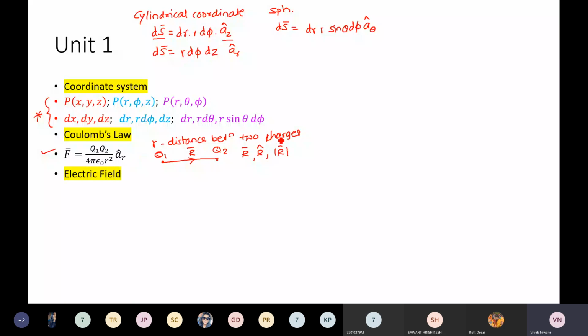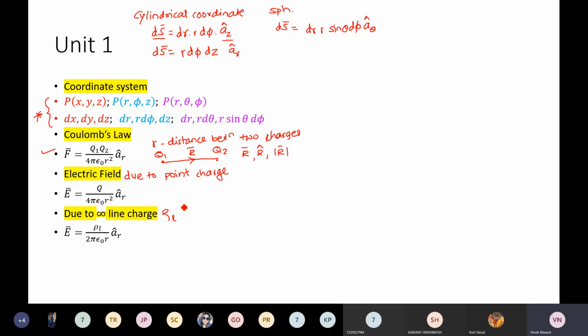Then we studied the electric field intensity due to a point charge. Here you write electric field due to a simple point charge. If you have only one point charge, then its expression is E bar is equal to Q upon 4 pi epsilon 0 r square into a_R cap. Then we came across a derivation for electric field due to infinite line charge. Infinite line charge means we will have the line charge density, and it has an expression of E bar is equal to rho L upon 2 pi epsilon 0 R a_R cap.